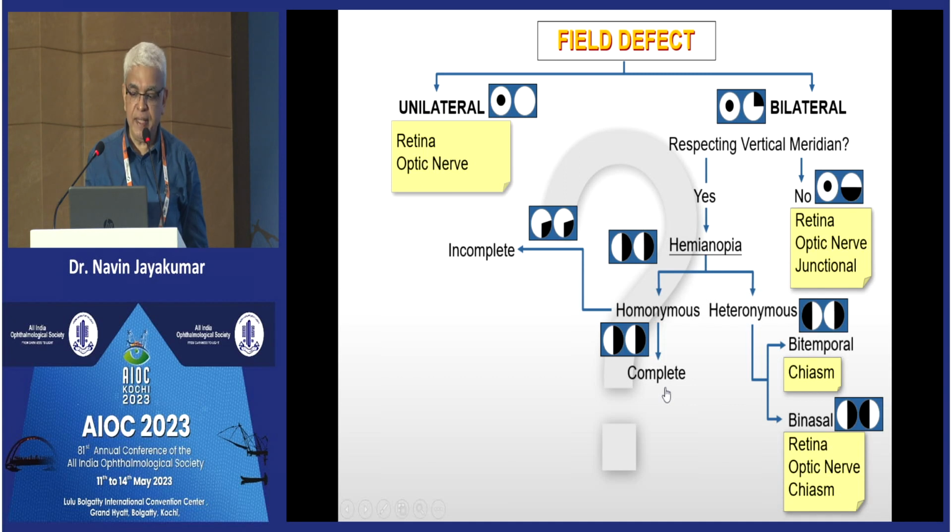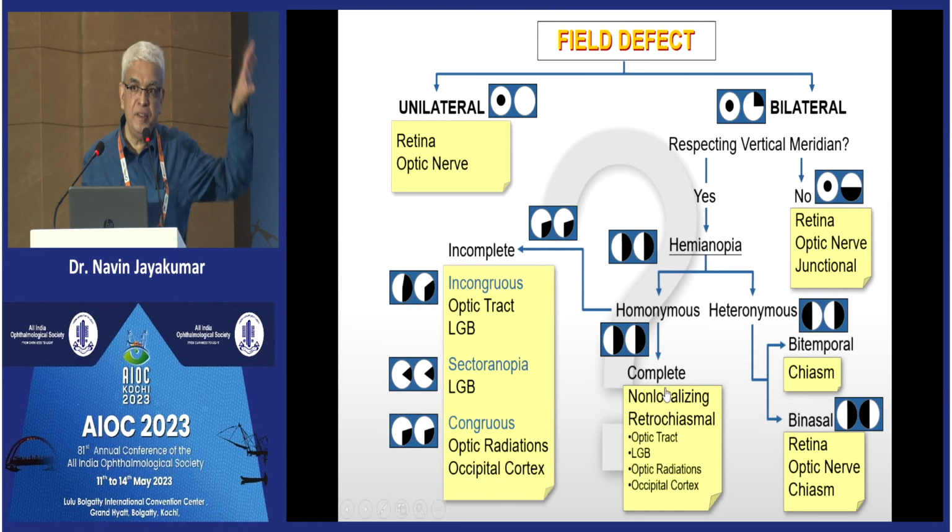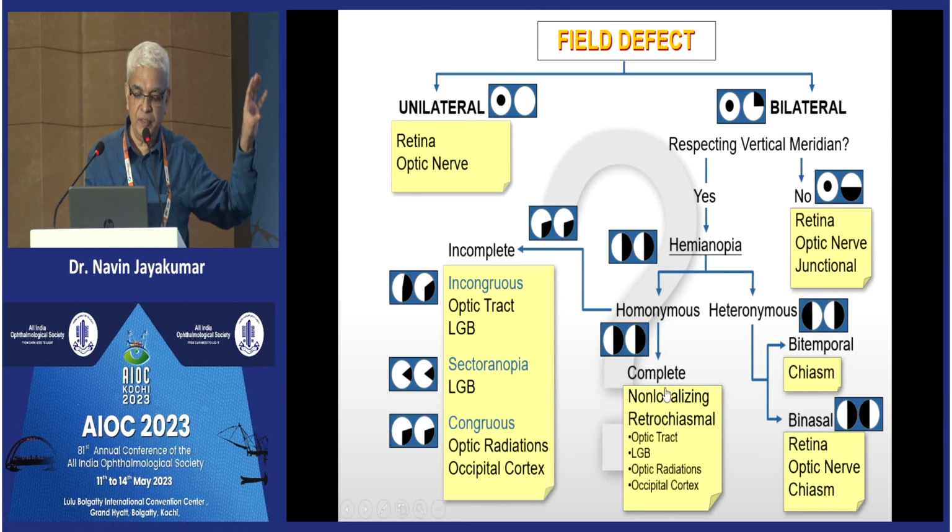If it's complete, then obviously on the contralateral side there is a retrochiasmal lesion. But if it's incomplete, then you can get into whether it is incongruous, is it involving a sector, is it involving a quadrant, or is it absolutely congruous, in which case it would be the occipital cortex lesion.